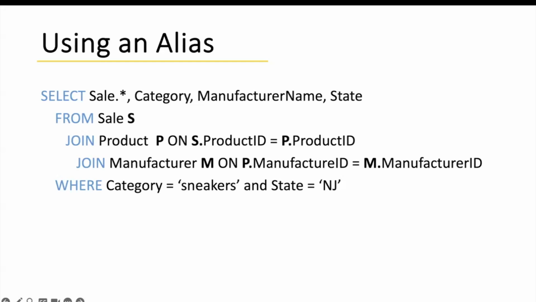Similarly, m dot manufacturer ID refers to the manufacturer ID from the manufacturer table. So the query then says p dot manufacturer ID equal to m dot manufacturer ID, which means the manufacturer ID field from the product table should match the manufacturer ID field from the manufacturer table. Finally, in the last line, the where condition, both conditions, category for sneakers and state equal to New Jersey, must be true for the query to return the results.